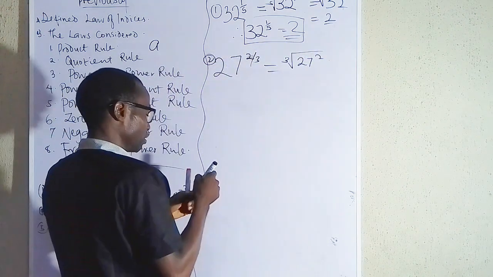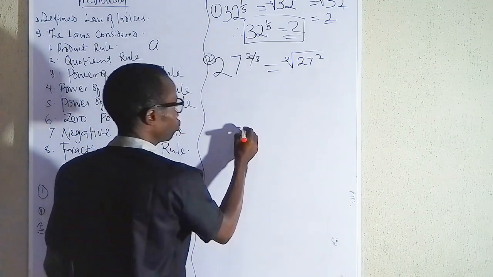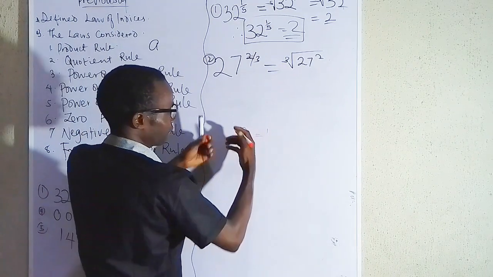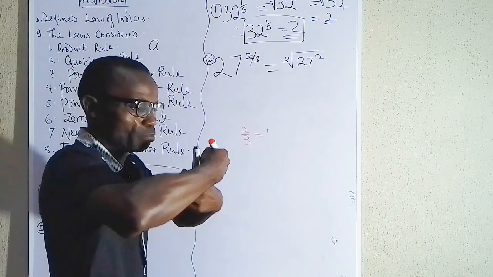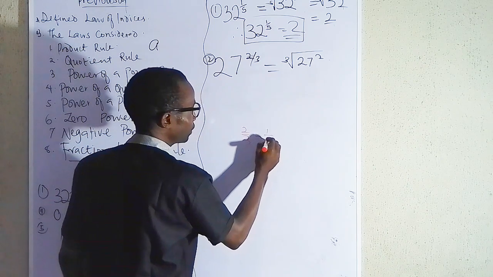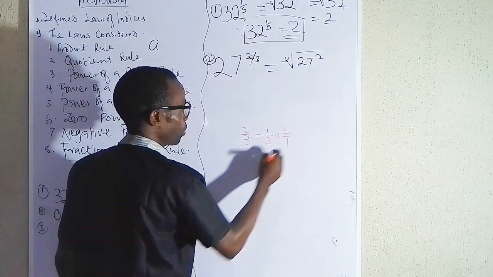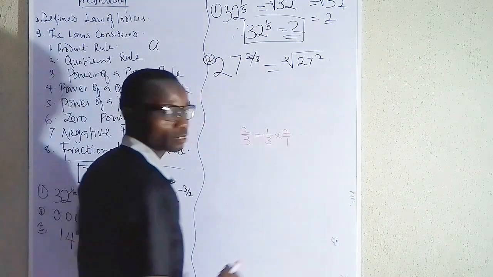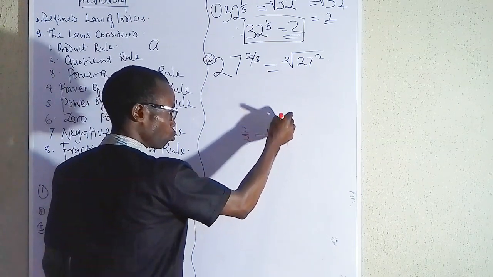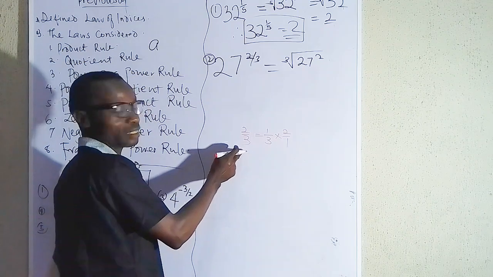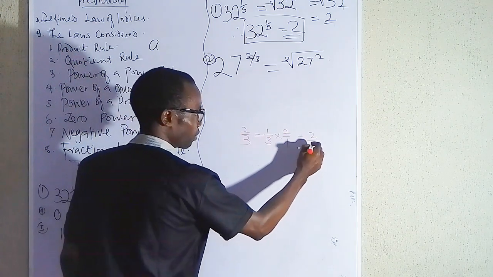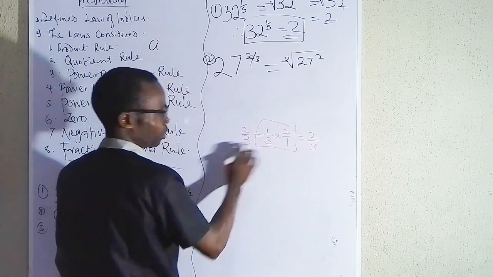Now, this is still the same thing. 2/3 is the same thing as 1/3 times 2/1. I can pull them apart, and it's still the same thing as saying 1/3 times 2/1. If I multiply it, I will get this again. So 1 times 2 is 2, and 3 times 1 is 3. So you have it this way.